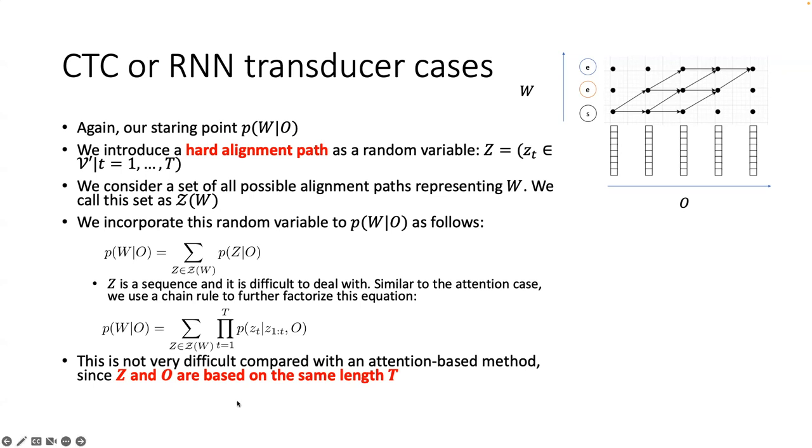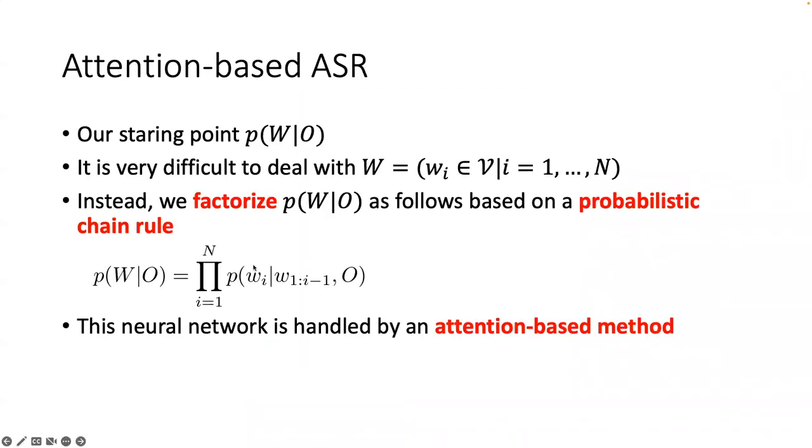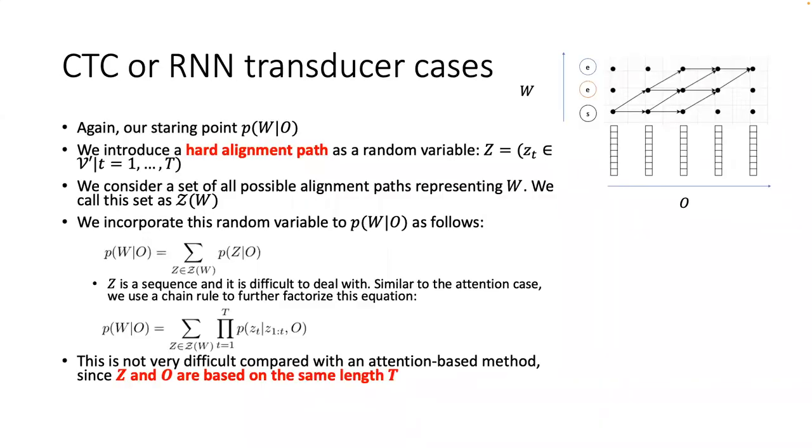So actually, we further factorize this one. Oh, sorry, this is T minus one. I apologize for my mistake. I will fix it. So this is almost the same as the previous probabilistic chain rule, except that this one is factorized by the output unit, like a character and so on. While in this case, the probabilistic chain rule is applied to the random variable Z.